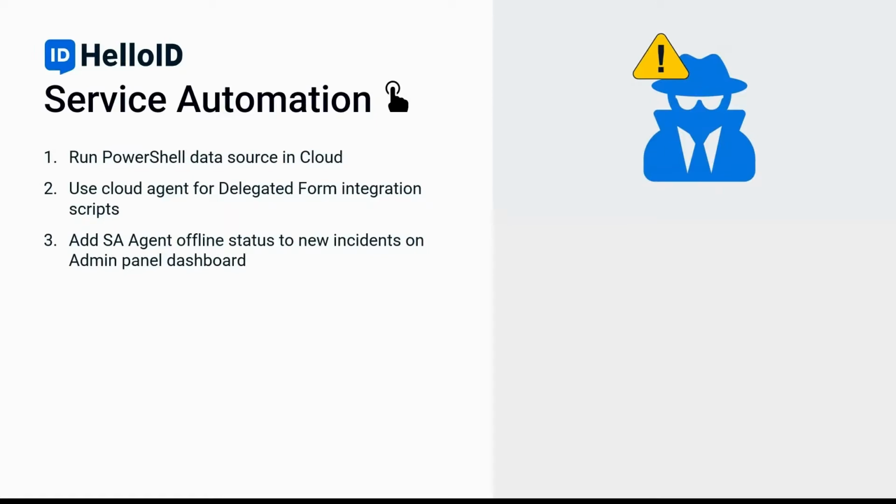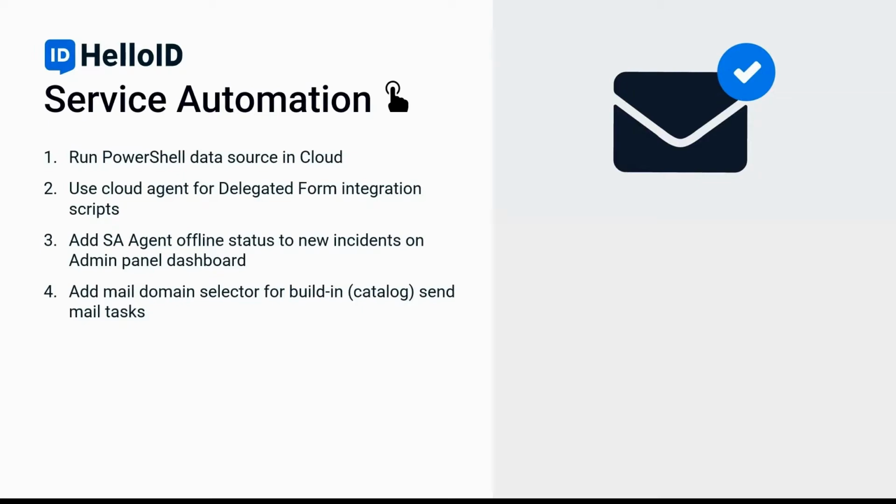On the rare occasion that the Service Automation Agent is offline, incidents will be added to the new Incident Overview to give the administrators more information about the HelloID environment. Our final new feature is Add Mail Domain Selector for built-in catalog send mail tasks.